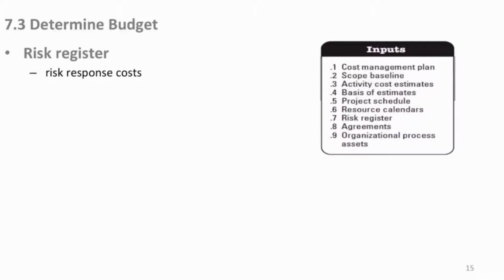Your risk register. Primarily now, again, it's all about these risk response plans at this point in the project. They come in, they help you determine the budget, and if your risk response plans change, then there may be a change to your reserves, your management or contingency reserves. So you need to look at that now as input while you're getting ready to baseline your budget.